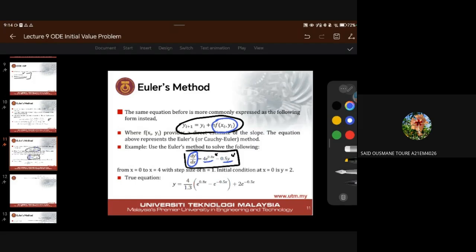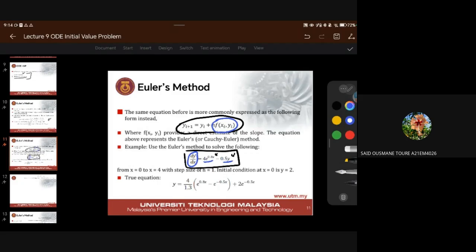Understand? So this f here is not the integration of dy over dx. Do not get it confused. And this is the same even for Runge-Kutta. So this f here, f of xi and yi, is the derivative dy over dx, or whatever derivative they give you.